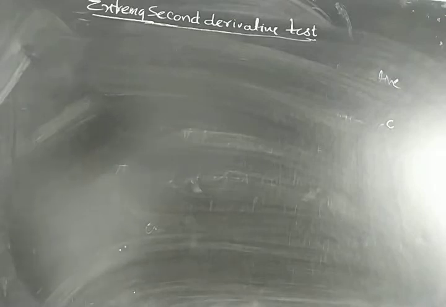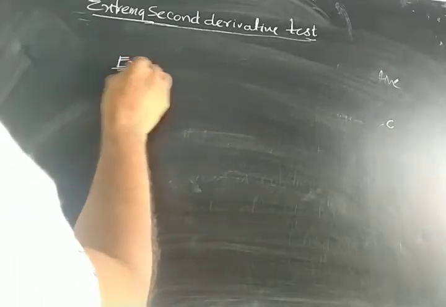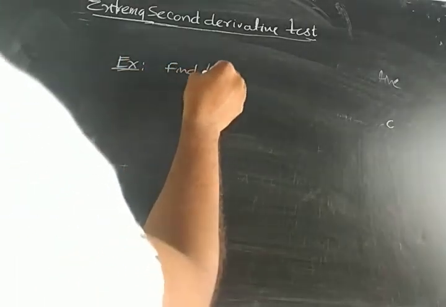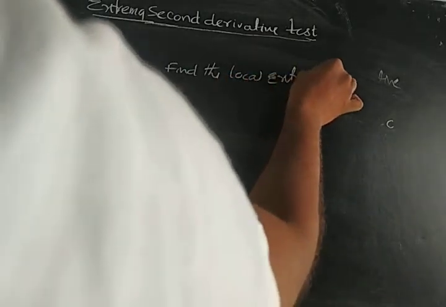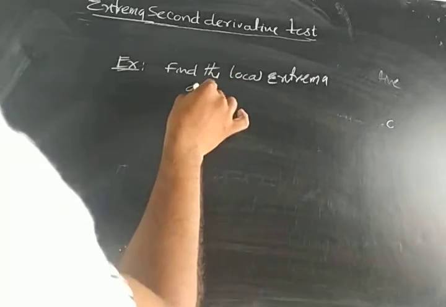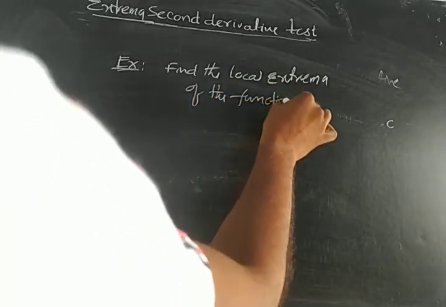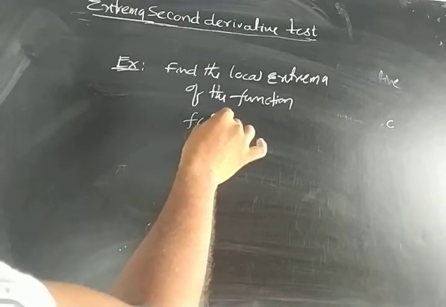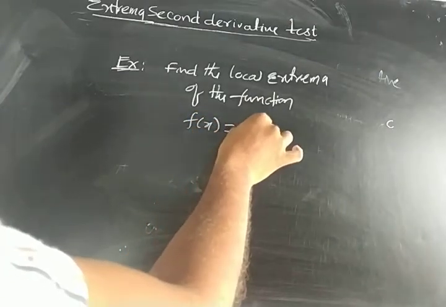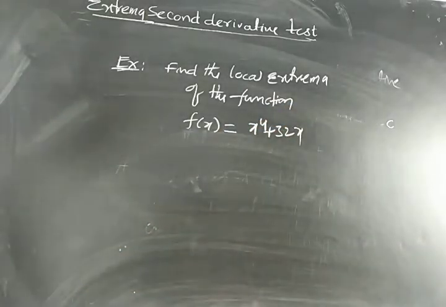Example: find the local extrema of the function f of x is equal to x power 4 plus 32x. x power 4 plus 32x.